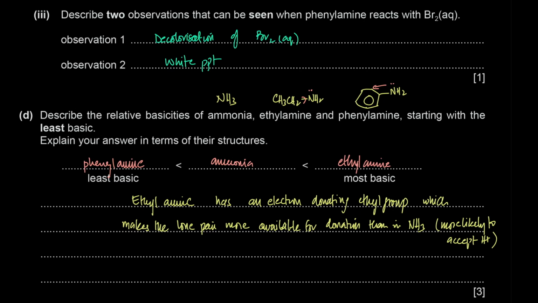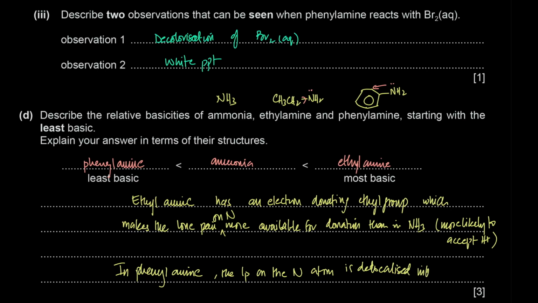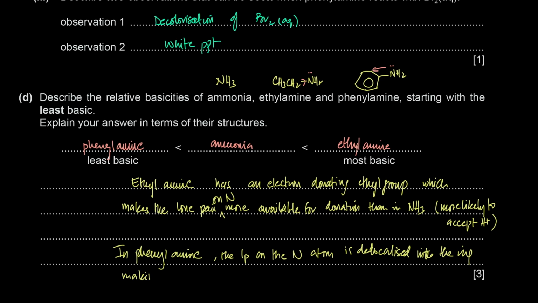On the other hand, this is the lone pair on nitrogen, obviously. If you talk about phenylamine, the lone pair on the nitrogen atom is delocalized into the ring, making it less available for donation. So phenylamine is less likely to accept a proton than ammonia.